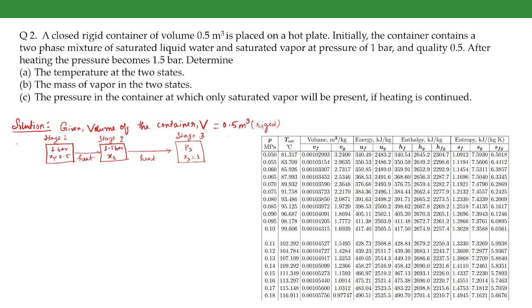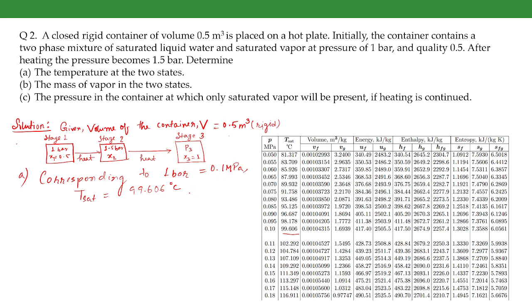First we will state the property values at the salient points. Corresponding to state 1, 1 bar is basically 0.1 MPa. Corresponding to 0.1 MPa, this is the saturation temperature. T saturation is 99.606 degrees Celsius.